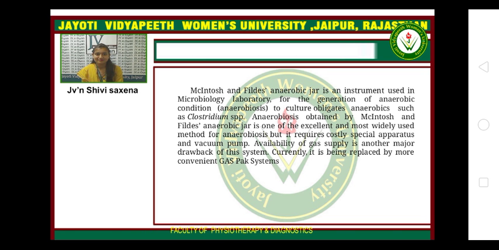Anaerobiosis obtained by McIntosh and Field's anaerobic jar is one of the excellent and most widely used methods for anaerobiosis, but it requires costly special apparatus and vacuum pumps. Availability of gas supply is another major drawback of this system. Currently, it is being replaced by the more convenient gas pack system.